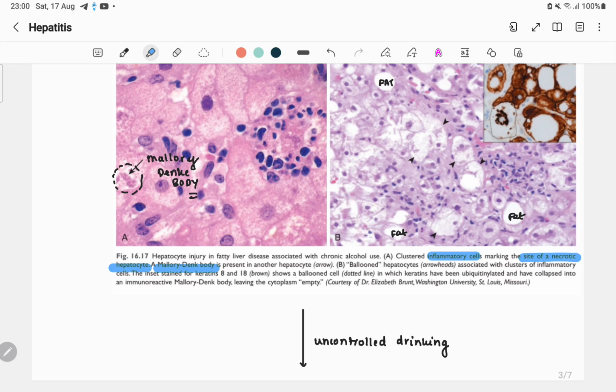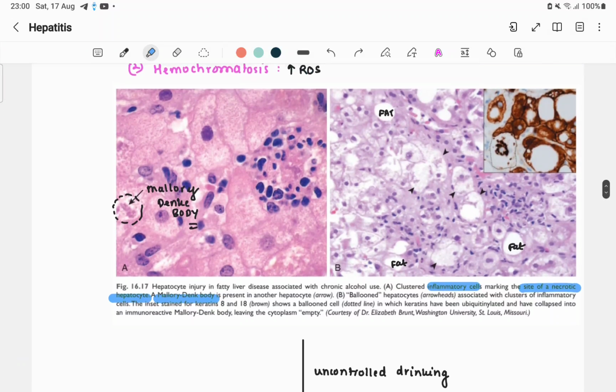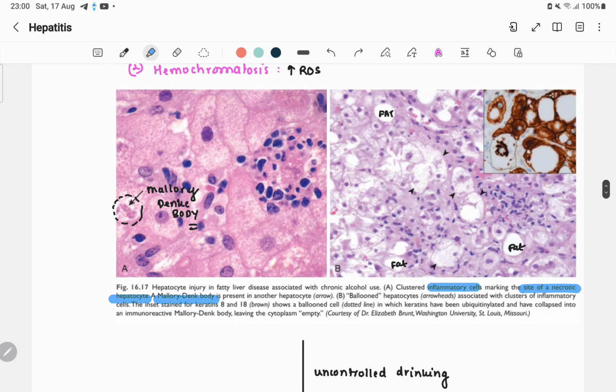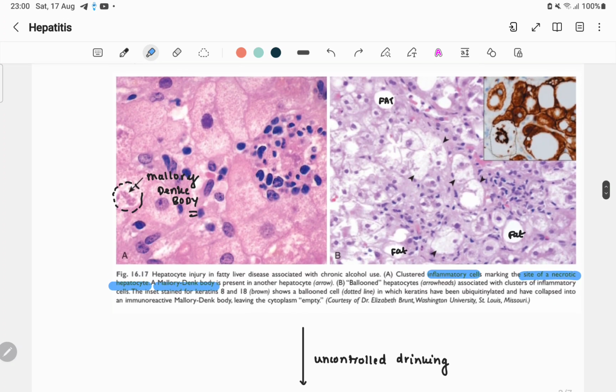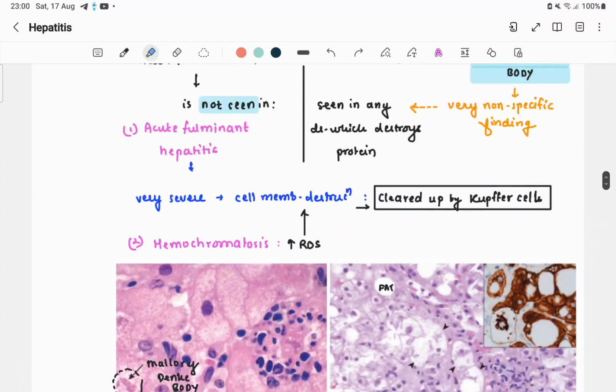And in B you can see the accumulation of fat. The fat accumulation you can see in the cluster of inflammatory cells, the lymphocytes and all, and they are present. And here it is stained for cytokeratin 8 and 18, where it can be seen that it has collapsed. So cytokeratin 8 and 18 stained, it is collapsed, and myeloid antibody can be seen. So that was about our alcoholic hepatitis.